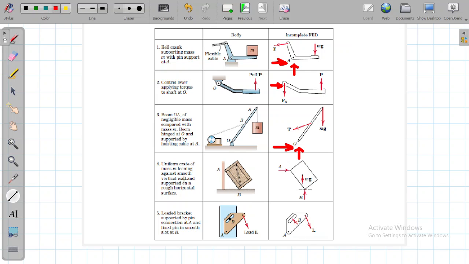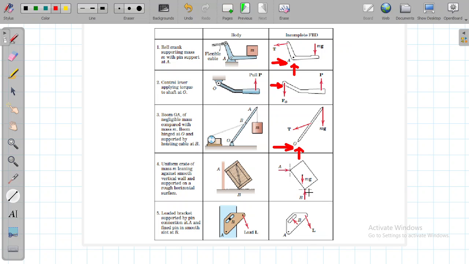A uniform crate of mass M leaning against a smooth vertical wall. So there is again a smooth vertical wall. This is a normal reaction of the wall, and there is no friction over here because the wall is smooth, and it is supported on a rough horizontal surface. The weight is acting downwards, and the crate is lying on the ground. This is the normal reaction B. This is the weight. This is the normal reaction of the wall. Remember that the wall is smooth, so there will be no frictional component. But they say rough horizontal surface. This is very unique. Since the surface is rough, there is a component of friction.